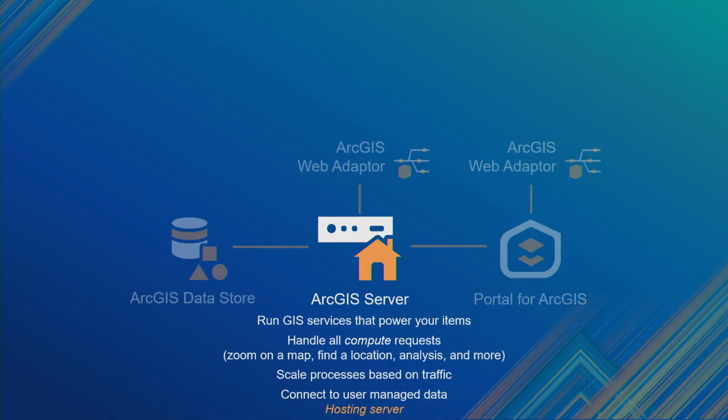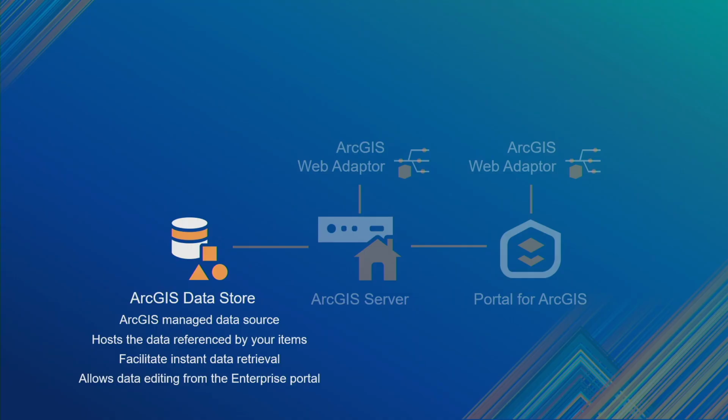The ArcGIS server needs to, of course, serve up data, and that data is going to come from a couple of places. It could either come from what we call user-managed data sources, so your own data sources that you manage. Maybe it's a database, maybe SQL Server, Oracle, things like that. It could be a cloud data warehouse. The ArcGIS server will serve up data from there. Or it could be serving hosted content as well, or ArcGIS managed data. And that's stored in our ArcGIS data store.